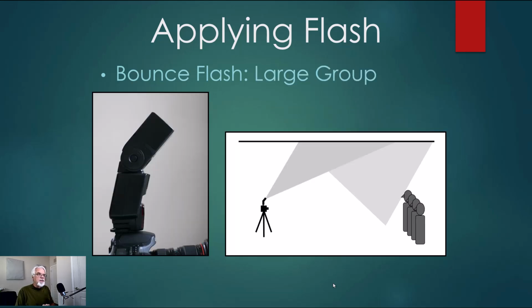Okay, if you got a group and you need to be a little farther back, use the zoom feature on the flash to narrow the beam of light, then tilt it down a little bit so the light goes out a little further off the ceiling and comes down and hits them. And it works great because it can fill up a small room quite effectively.